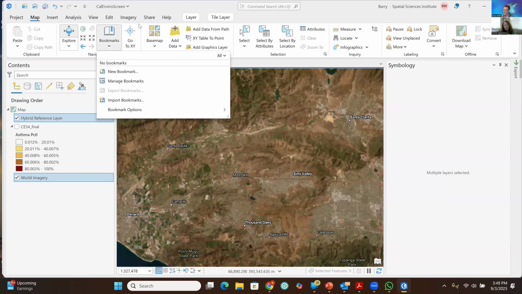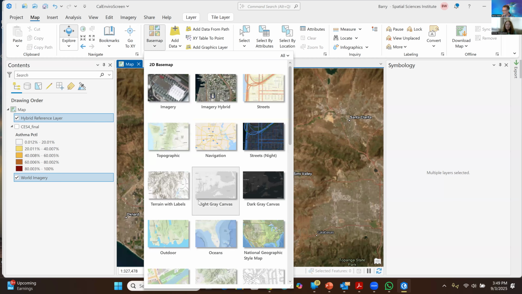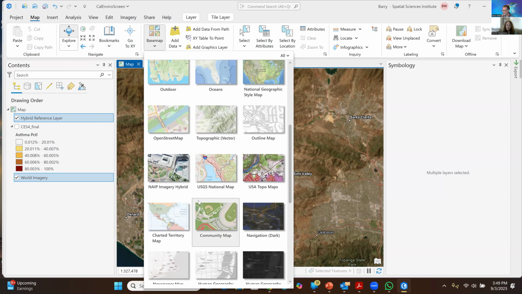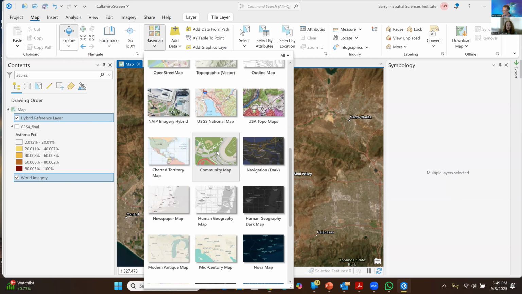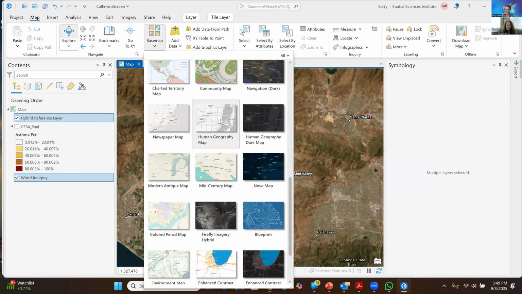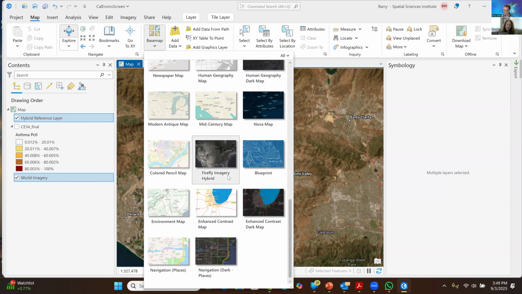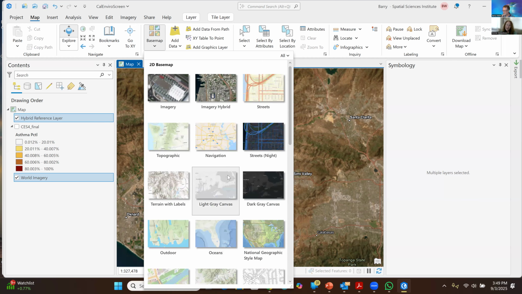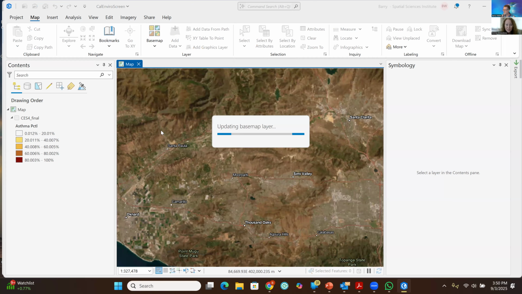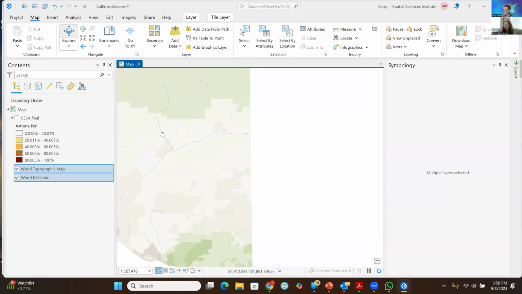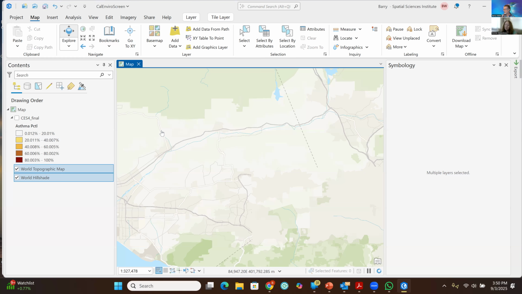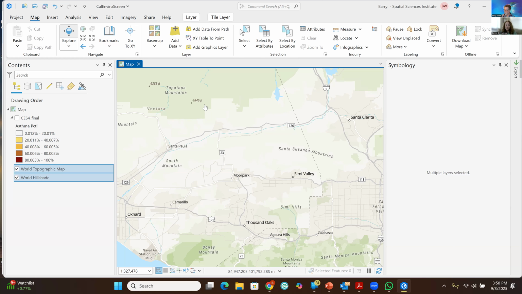Oops, not bookmarks. Close base map. But feel free to play around with these things and look through them. This community map one I like. USGS national map is really cool. What do you usually use, Bonnie? I use topographic or light gray a lot. I know a lot of younger folks, as we are not younger folks, like the dark gray canvas too. Sunny uses dark gray sometimes. Well, I'm sure he'll show us some examples of that.